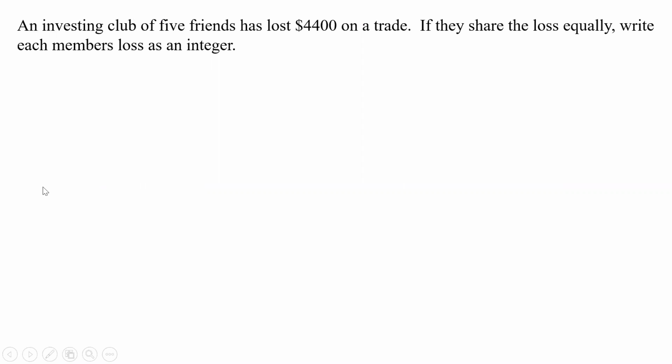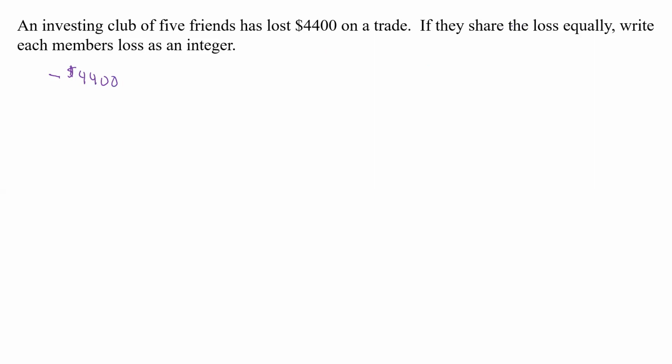All right, what about this one? It's a kind of an application word problem. So an investing club of 5 friends has lost $4,400 on the trade. If they share the loss equally, write each member's loss as an integer. Well, if they lost money, they've got a negative number. So it's actually negative $4,400. That's where they're at. They invested that much, they lost it, and so it's gone, and so their bank account shows a negative $4,400 if that's how they did it.